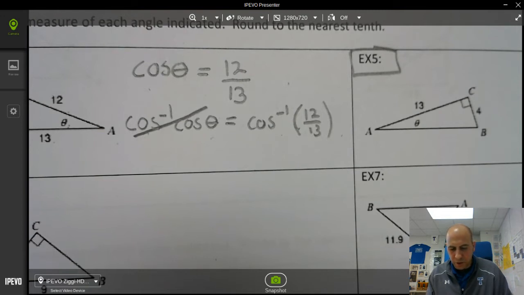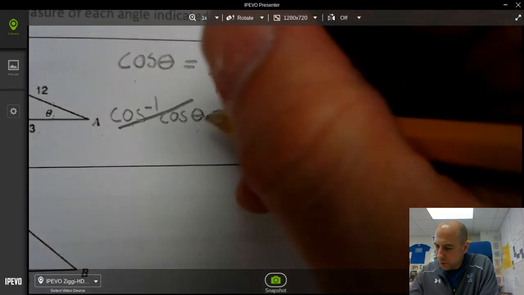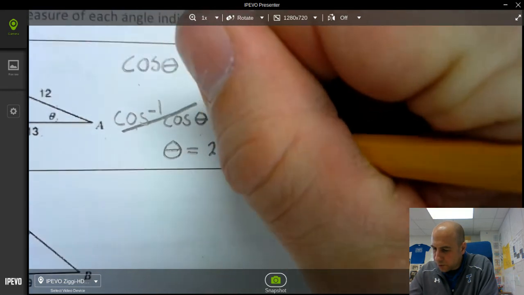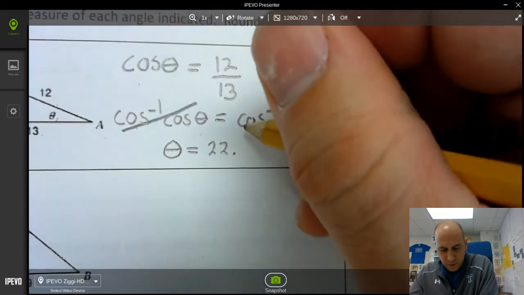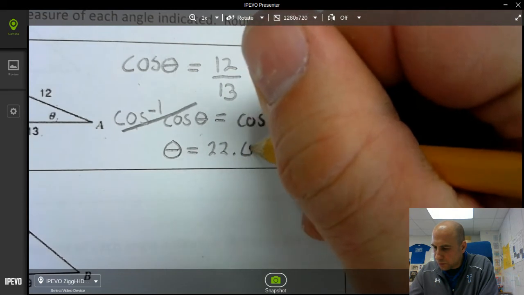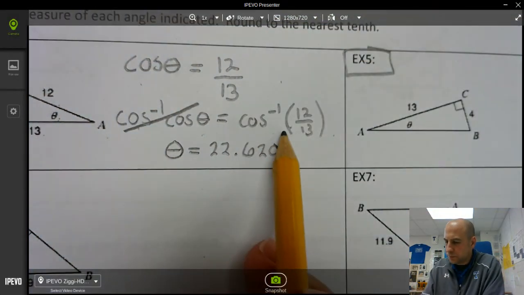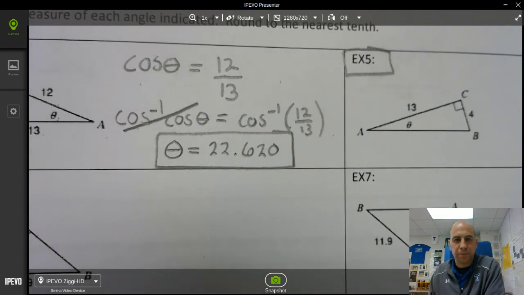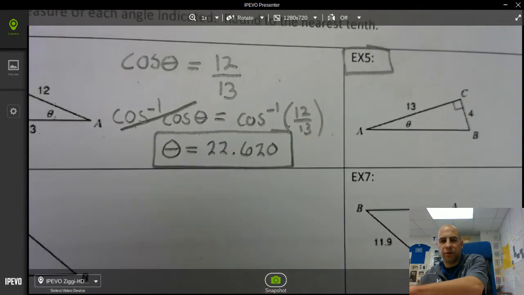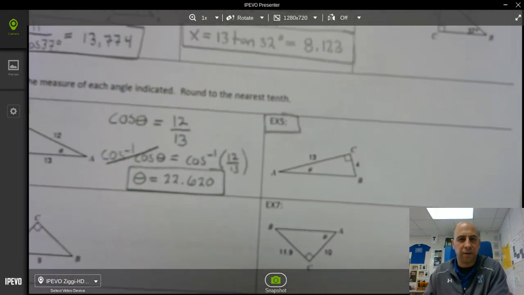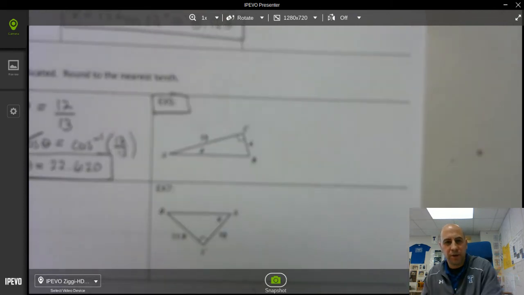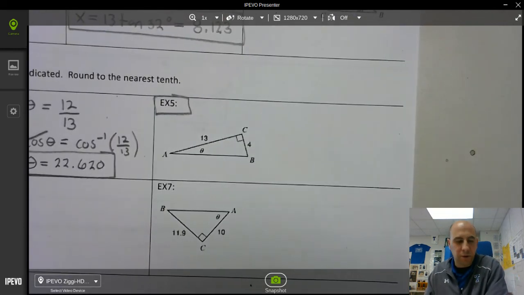You'll notice in your calculator it does have a cosine inverse. And so that gives you theta equals 22.620. Let me zoom out back here and let's take a look at example 5. There we go, got the blurriness away.